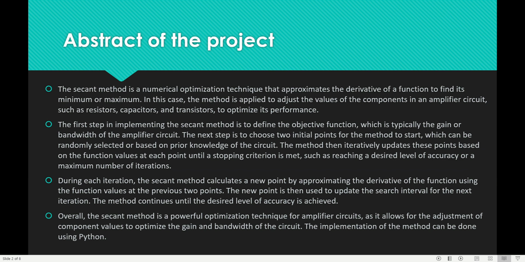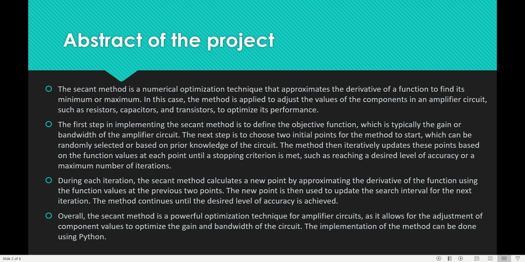The first step in implementing the secant method is to define the objective function, which is typically gain or bandwidth of the amplifier circuit. The next step is to choose two initial points for the method to start, which can be randomly selected or based on prior knowledge of the circuit. The method then iteratively updates these points based on the function values at each point until a stopping criterion is met, such as reaching a desired level of accuracy or a maximum number of iterations.